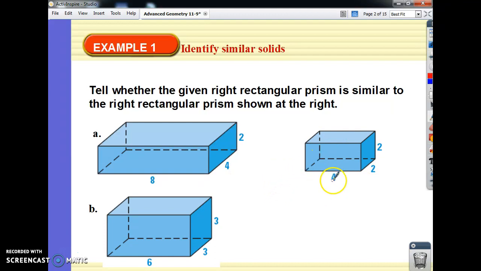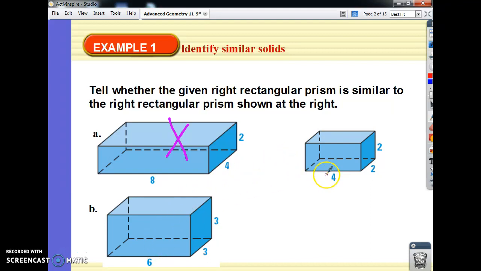Alright, so we're looking at the base. 4 times 2 is 8. 2 times 2 is 4. 2 times 2 is, so not 2. This would have to be 4. So this one is definitely not similar. If we did ratios, 8 over 4 is 2 over 1. 4 over 2 is 2 over 1. 2 over 2 is 1 over 1. They are not the same ratio, therefore they are not similar.